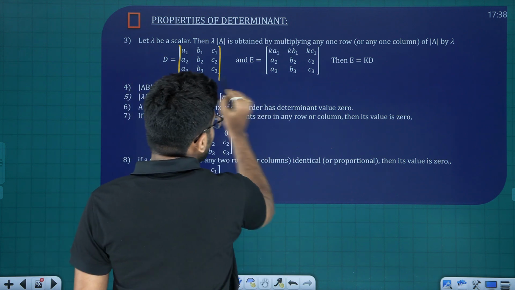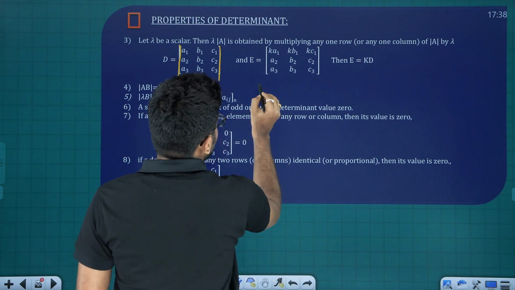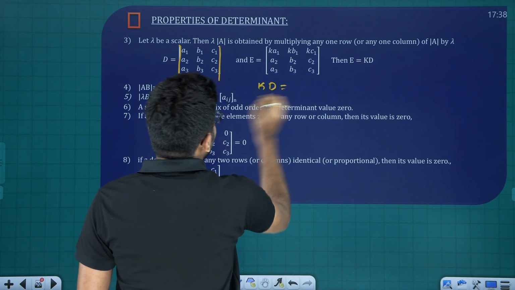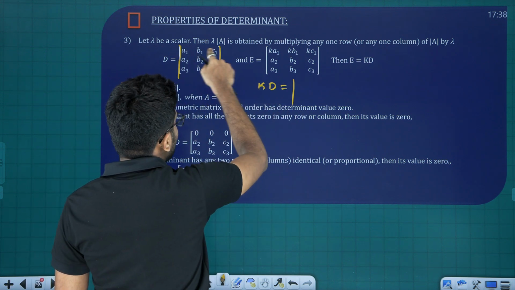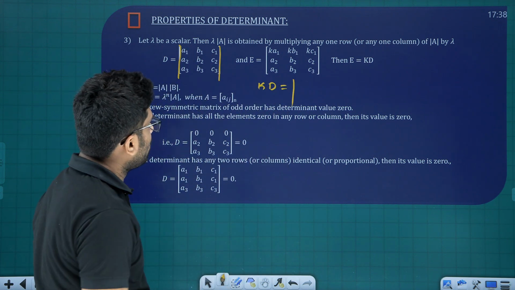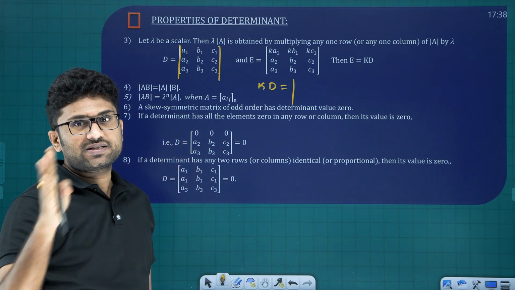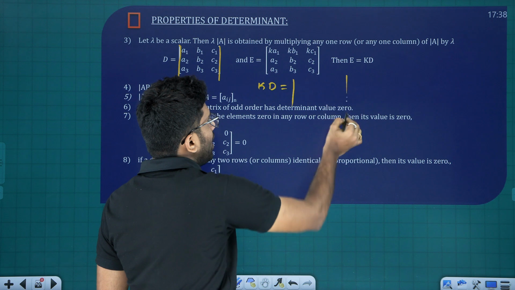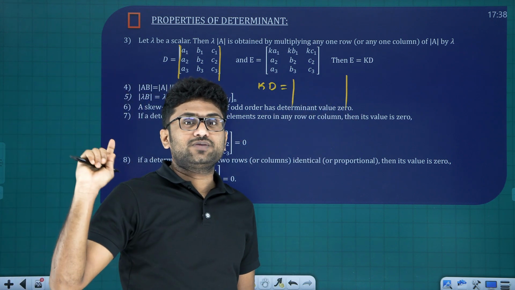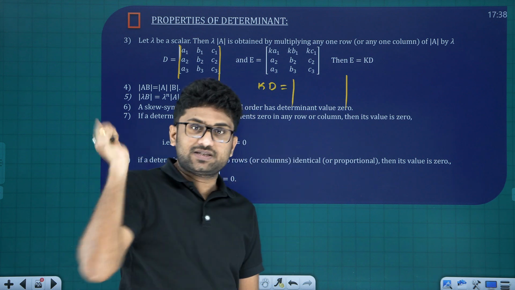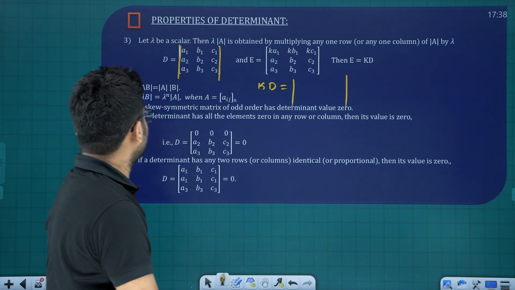And if you have multiplied k times D, then we are multiplying the k with either all the elements of first row or all the elements of second row or third row, or elements of first column, second column or third column. With only one particular row or column we have to multiply. Whereas in scalar multiplication of a matrix we have seen, there we multiply all the elements. So this is the difference between matrix and determinant here.